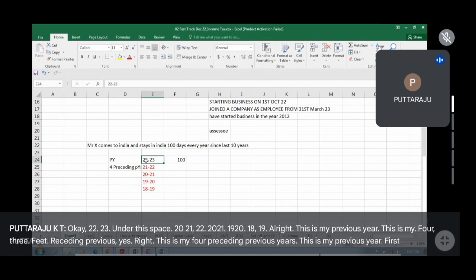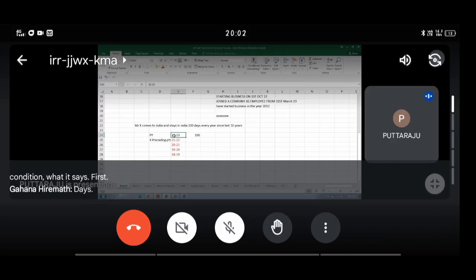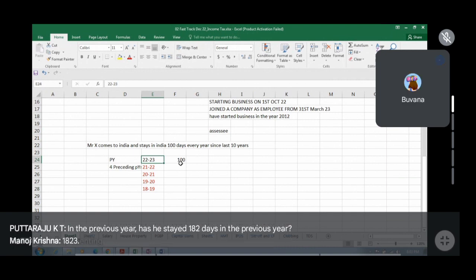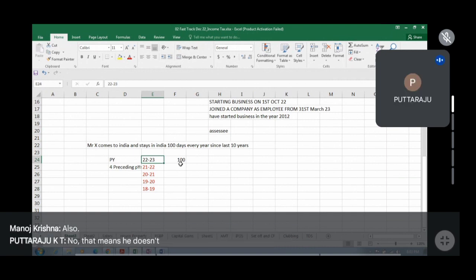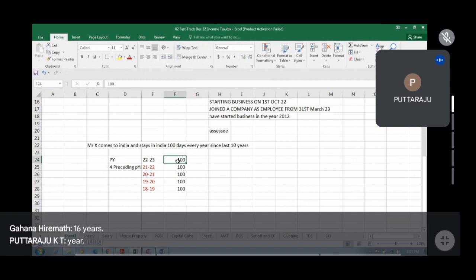First basic condition, what does it say? 182 days or more in the previous year. Has he stayed 182 days in the previous year? No, sir. That means he doesn't satisfy the first basic condition. Second basic condition. What does it say? 60 days or more during the previous year. Does he satisfy it? Yes, sir.